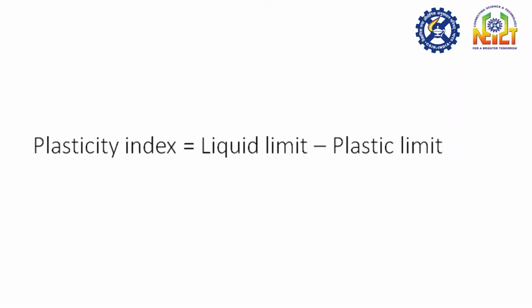So after determination of liquid limit and plastic limit, we can now determine the plasticity index. Plasticity index is nothing but the numerical difference between liquid limit and plastic limit, and from this plasticity index we can determine the class of soil, the type of soil.